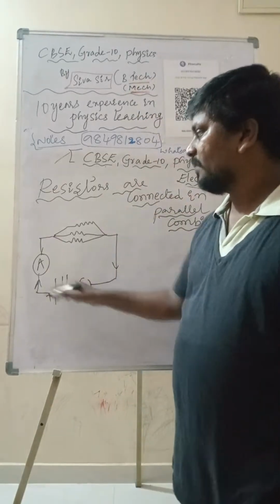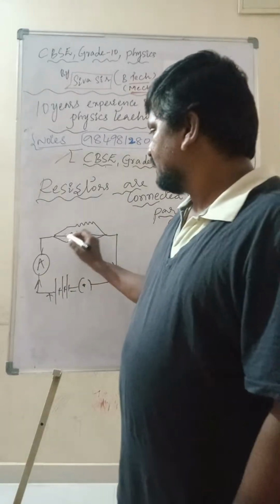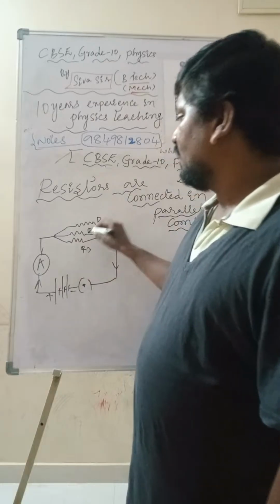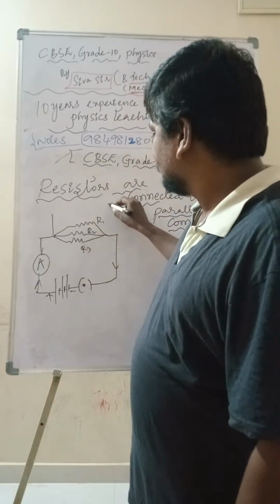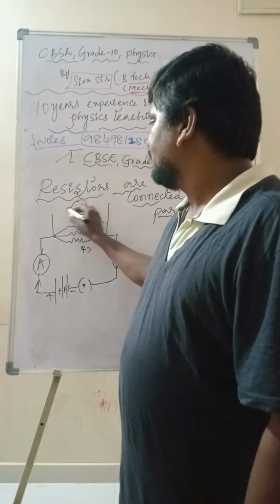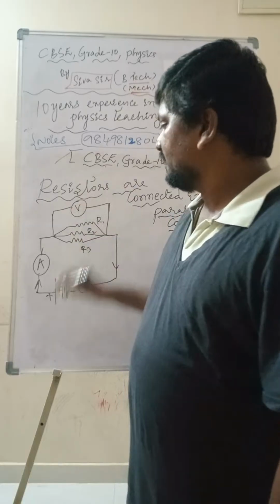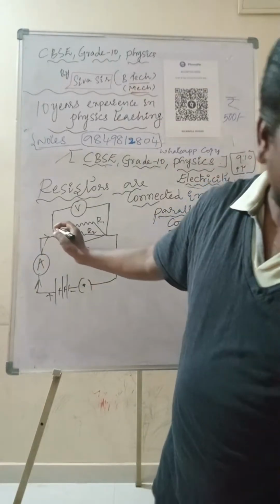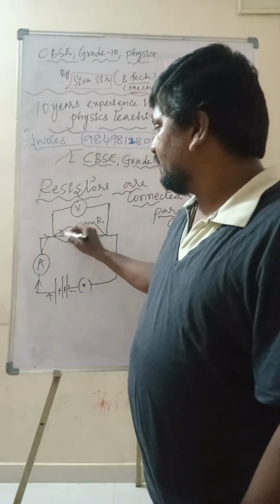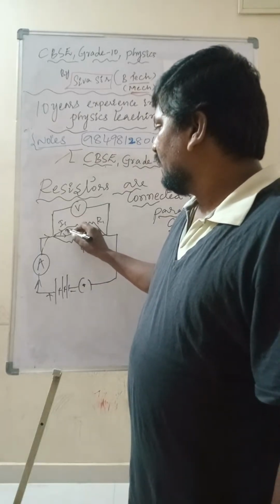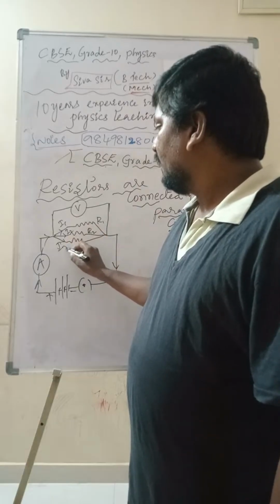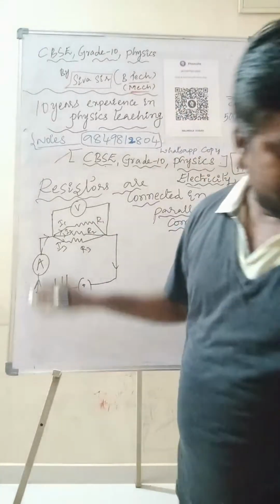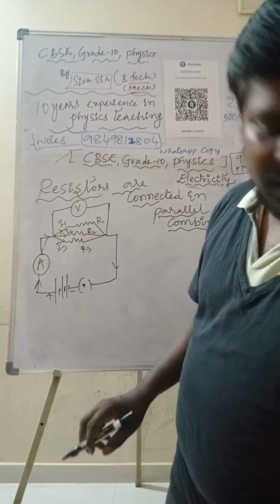So current will pass from the positive terminal to the negative terminal. This is the current. Here I am taking R1, R2 and R3. The current passes like this, with a potential difference across it. When the current passes through the conductor, it divides into three parts: I1, I2 and I3. In this case, whatever current is flowing, the current is dividing in the circuit.